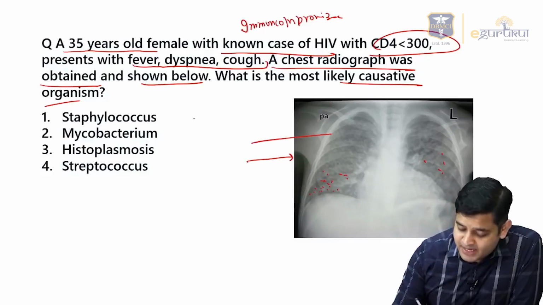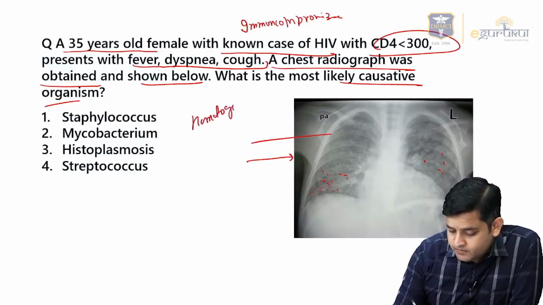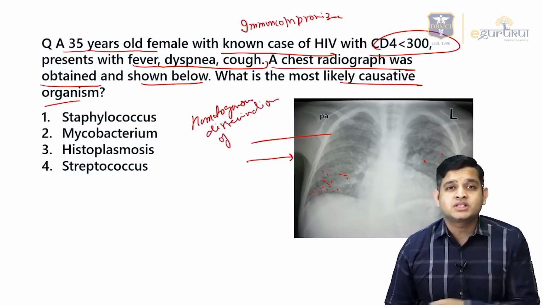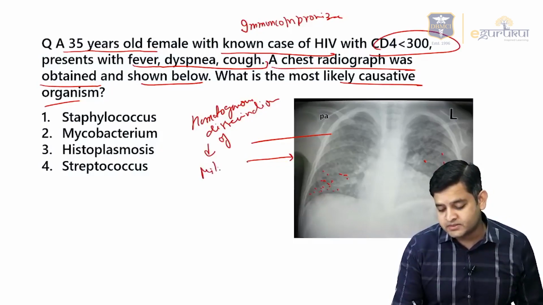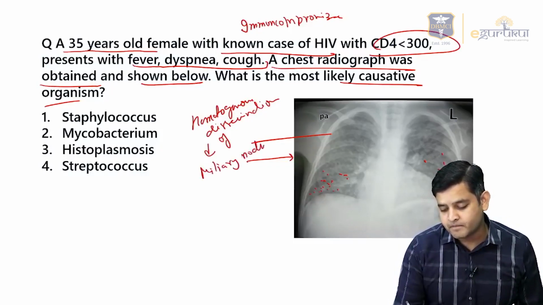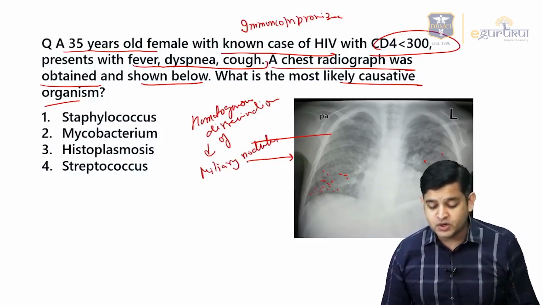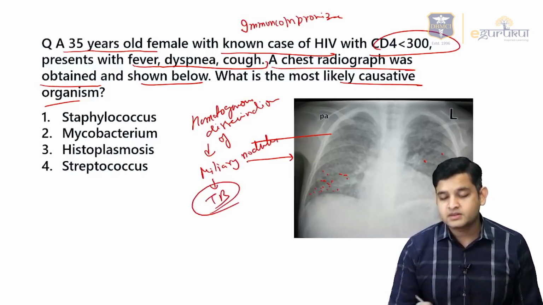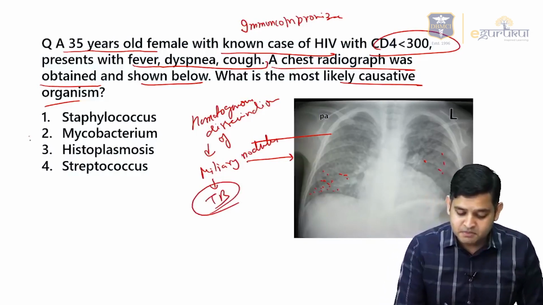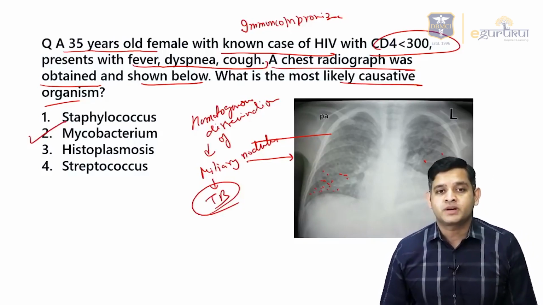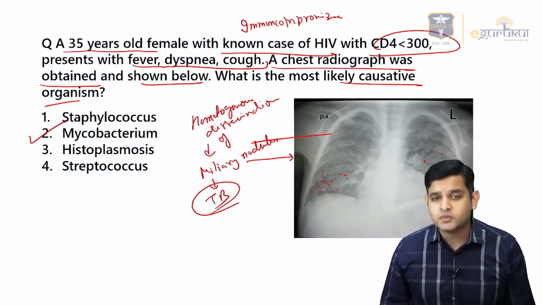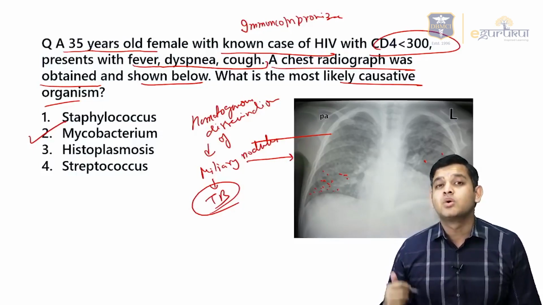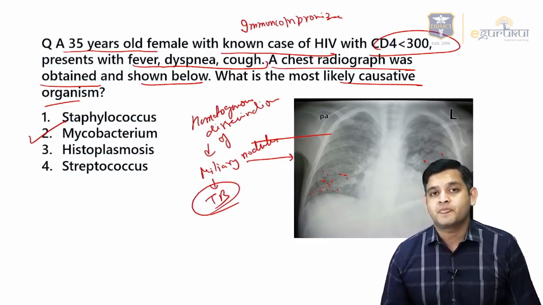So this is a hematogenous dissemination of an infection, which is called miliary nodules. In an immunocompromised patient, if you are seeing miliary nodules, think of TB. Think of miliary TB, and the answer is Mycobacterium tuberculosis. Now, if you ask me, can it be histoplasmosis? Yes, it may be, but the more common cause is Mycobacterium.